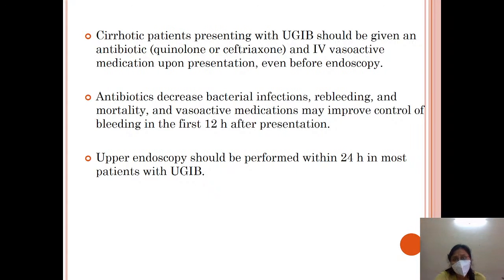A cirrhotic patient presenting with upper GI bleed should be given an antibiotic, quinolone or ceftriaxone, and an IV vasoactive medication upon presentation, even before endoscopy. Antibiotics decrease the bacterial infections, rebleeding, and mortality, and vasoactive medications may improve control of bleeding in the first 12 hours after presentation. And upper GI endoscopy should be performed within 24 hours in most patients with upper GI bleeding.